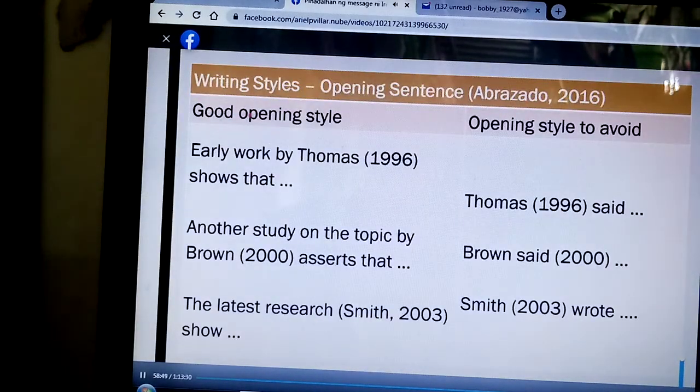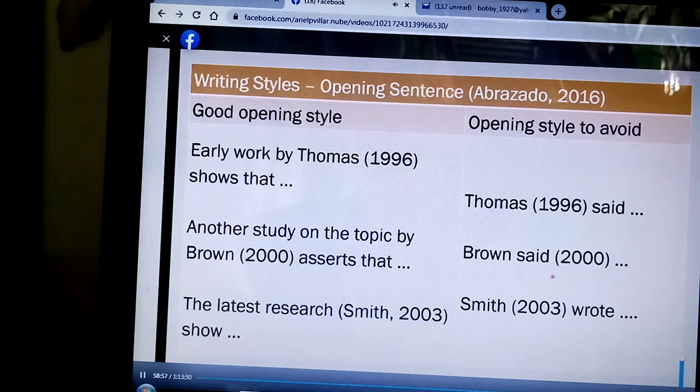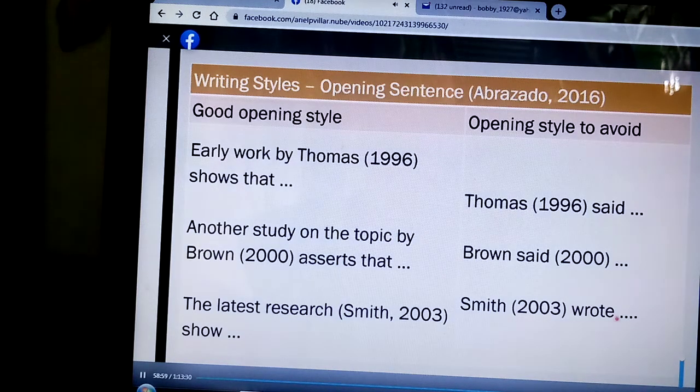Okay? So, how do you do writing styles, opening sentences? So, yan. Avoid nyo yung palaging Thomas, 1996, Brown said, 2000, Smith, 2000. Put variety naman. So, early work. So, may mga pasok siya na may mga introduction because that is an excellent writing style as you introduce your paragraphs. So, ganyan dapat ang pasok palagi ng paragraphs.